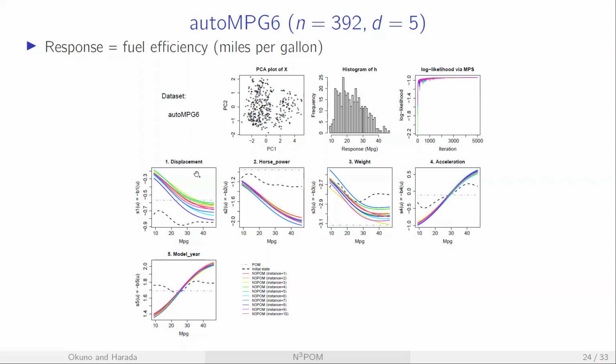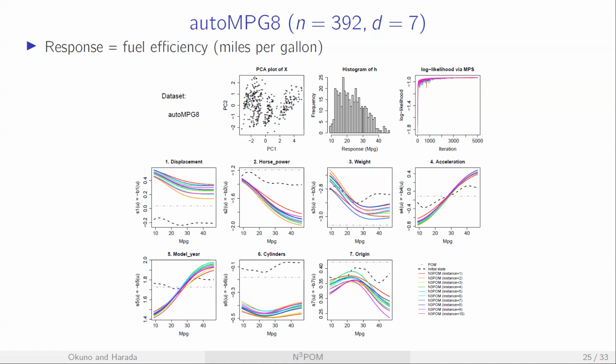And displacement and weight have the same tendency. But also, as you can see, regarding the acceleration and model year of the car, the two quantities have a higher positive effect for highly efficient cars. Actually, in my opinion, the results are consistent with my intuition. This is the result of the OutMPG6 dataset.